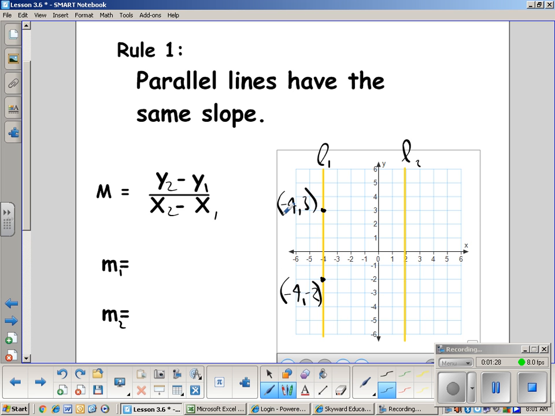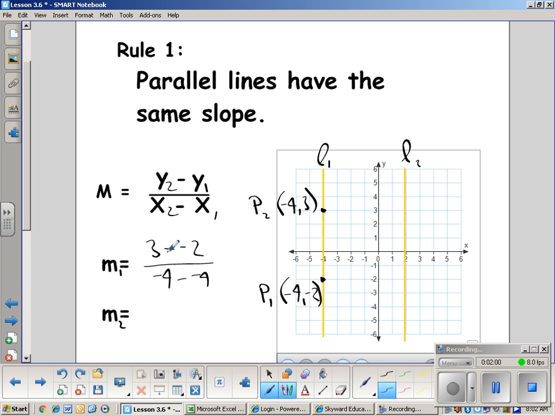And so, if we use those two ordered pairs to find the slope of line 1, we're going to say y2 minus y1. Which one do you want to call y2? Do you want to call this point 1 or point 2? Point 2. Okay, and so we'll call this point 1. So y2 would be 3 minus y1, which would be a -2. And x2 would be -4, and x1 would be -4.